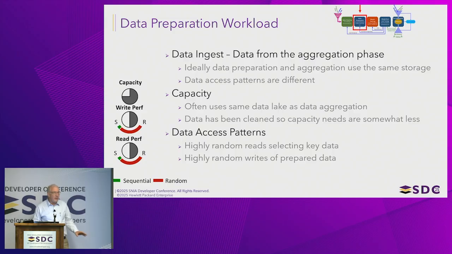The data access patterns are different when you're doing the data preparation, though. Data preparation takes less capacity than your data ingest because you're not working with all the data, you're working with the cleaned data. And your data access patterns here are very random read-write. Over here on the left, as we go through these, I tried to put in some little diagrams to give just a general perspective of what you might see here. Sequential to random. In this phase, you're going to be highly random read-write. Your write performance is going to need to be good. Your read performance is going to need to be good.